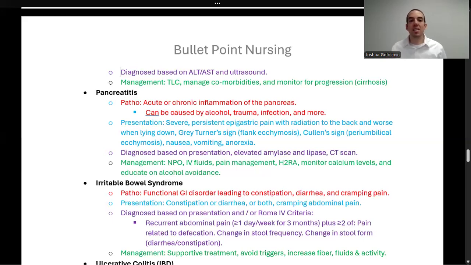The management of IBS is going to be supportive, meaning treat the symptoms. If they have constipation, fluid, diet, exercise, stool softeners, fiber, etc., we're going to teach them to avoid their triggers. So most of these patients, they do have specific triggers, whether it's stress, whether it's activity, whether it's food. We're going to tell them to avoid it. And then if it's constipation, they're usually having increased fiber, fluid, and activity like we already talked about.